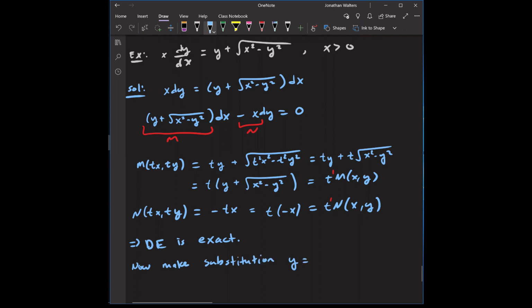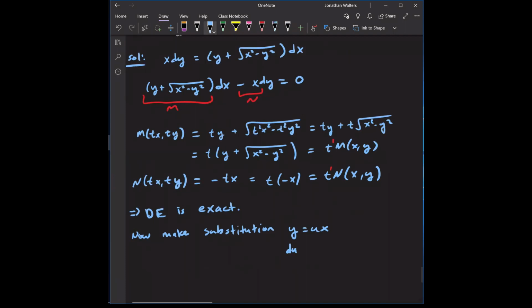y equals u times x. And dy, we know, is going to be u dx plus x du. So make the substitution y equals u times x, then the differential will change as well. So this becomes... Let me use the form that I have here, this differential form.